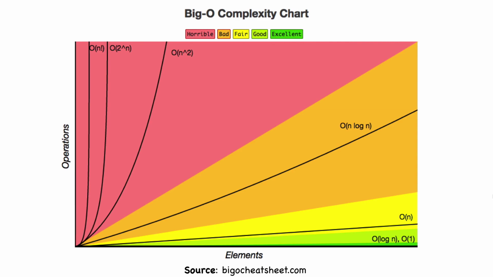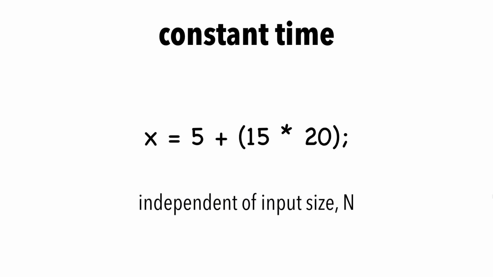Let's run a few examples so you can see what I mean by basic computer steps. We'll start with constant. Imagine you're in the following line of code. This basic computer statement computes x, and note it does not depend on the input in any way. We say this is Big O of 1, or constant time.